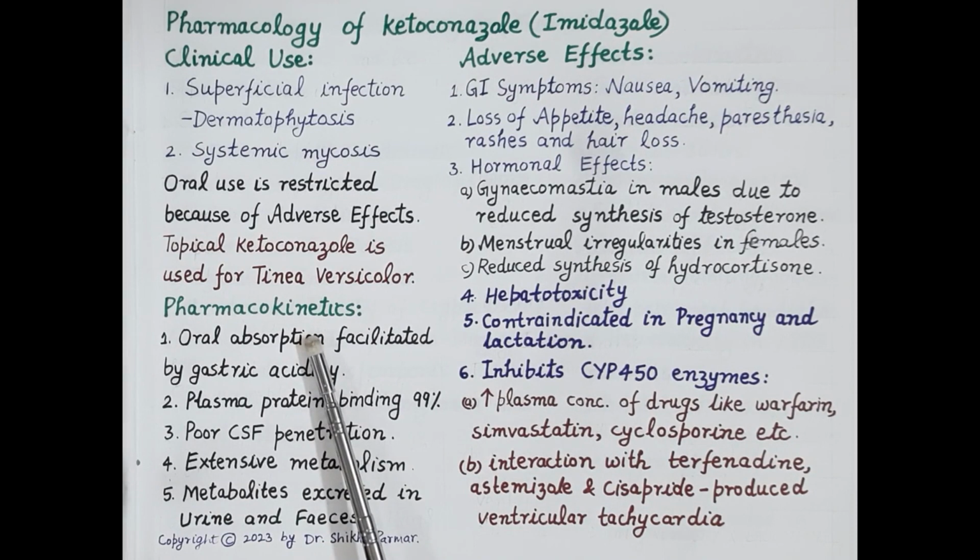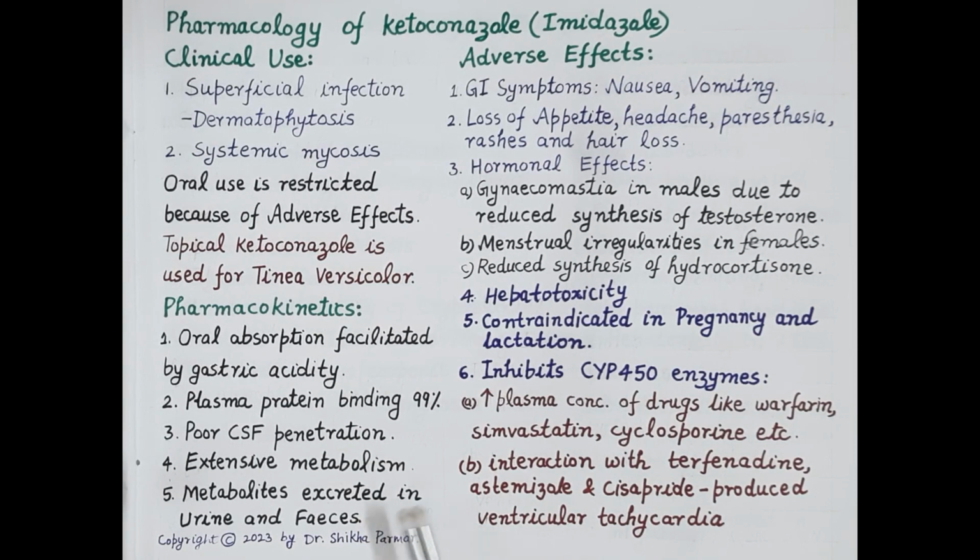Now, let's discuss the pharmacokinetics of ketoconazole. As we have already seen, it is administered orally. Its oral absorption is facilitated by gastric acidity. It shows high plasma protein binding of 99% and its plasma half-life varies from 1.5 to around 6 hours. Penetration in the cerebrospinal fluid is poor. It is extensively metabolized and metabolites are excreted in urine and feces.